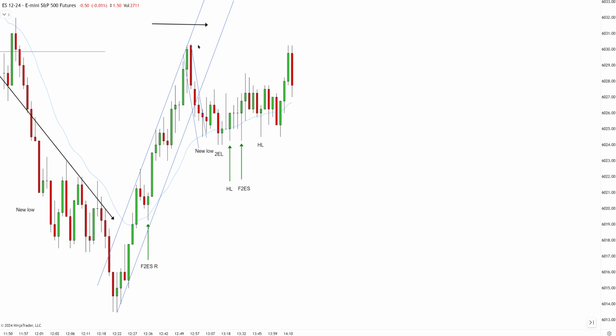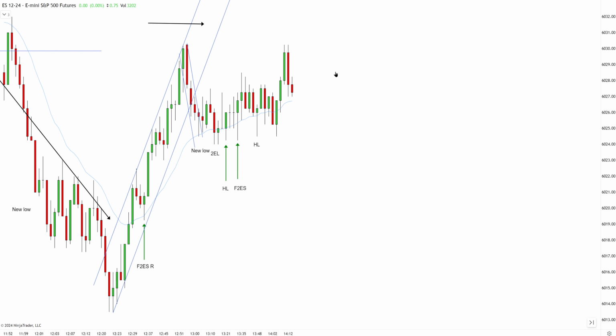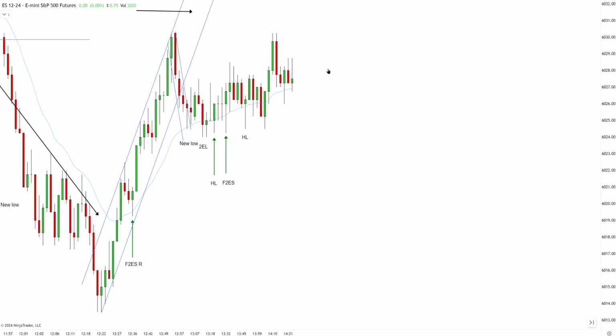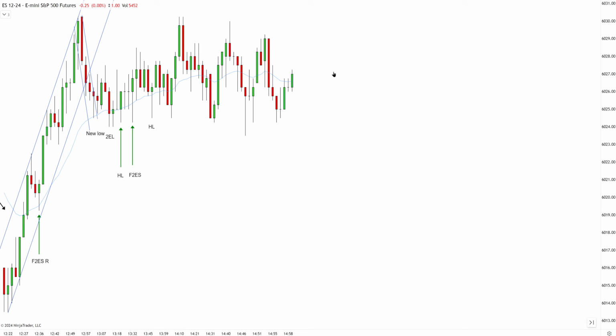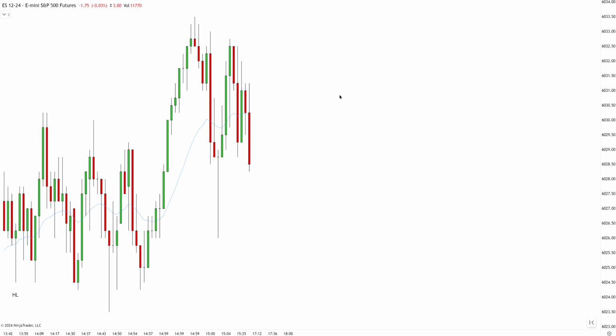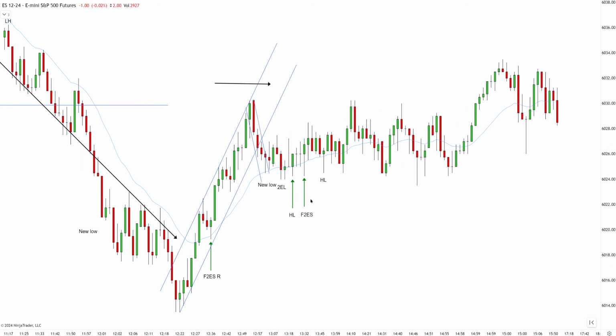So break, double top, almost new high. So it can be considered enough. So you have to pause looking to go long, and the market is pretty much just going sideways because it is way too late and the market is about to close. So this is the overall structure for today.